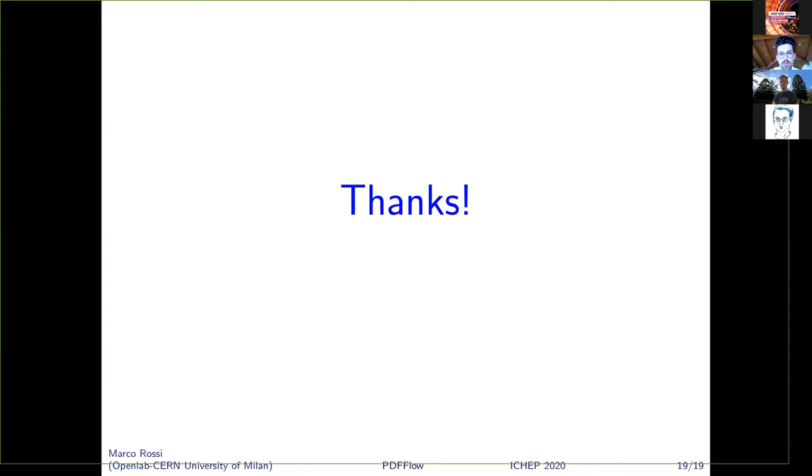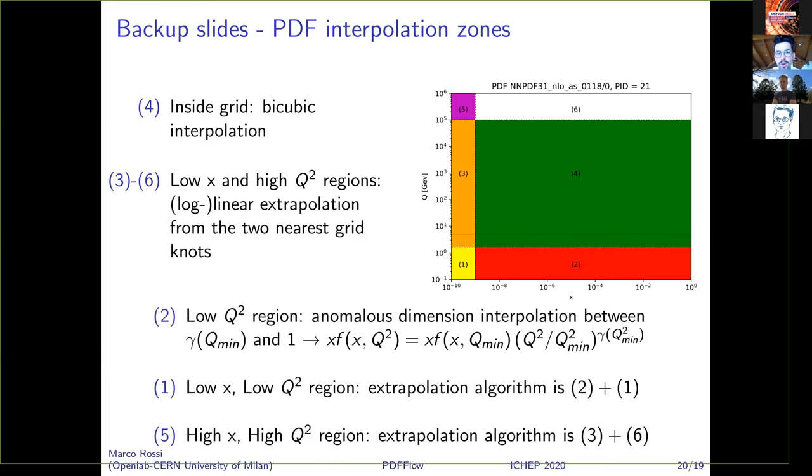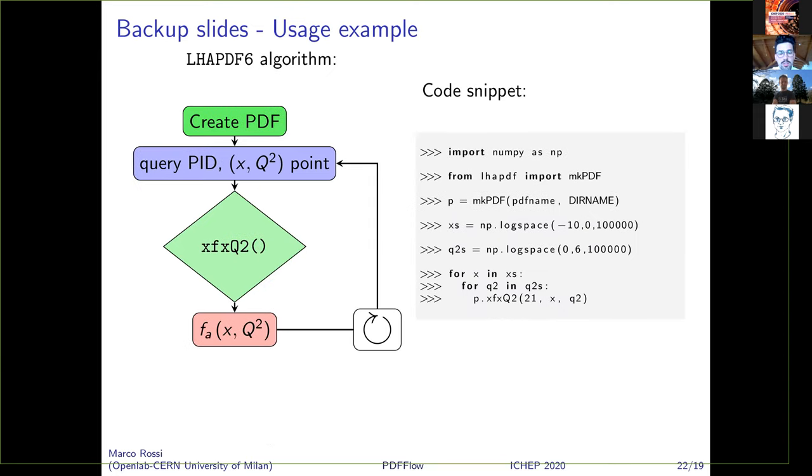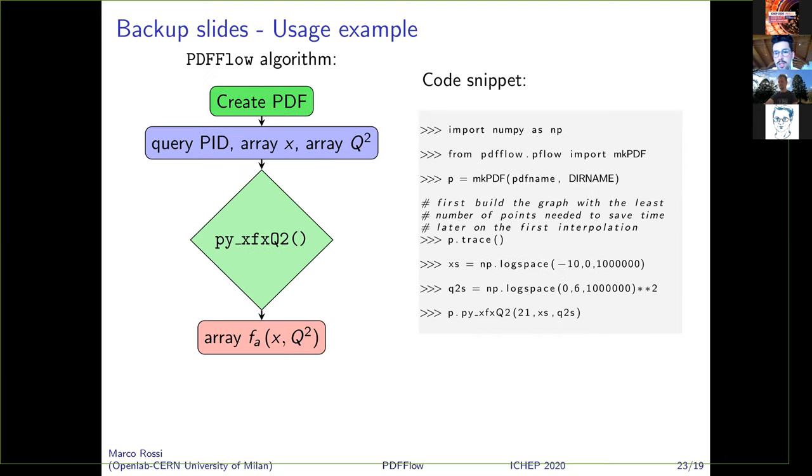As you can see, I want to show you some code. With PDFflow, here you have LHAPDF 6. So the usual chart presented before, as you can see, you just have four or five lines of code. You have to declare a PDF and then query all the points with a for loop. With PDFflow, it's the same. You declare a PDF and then you use it with your interface.